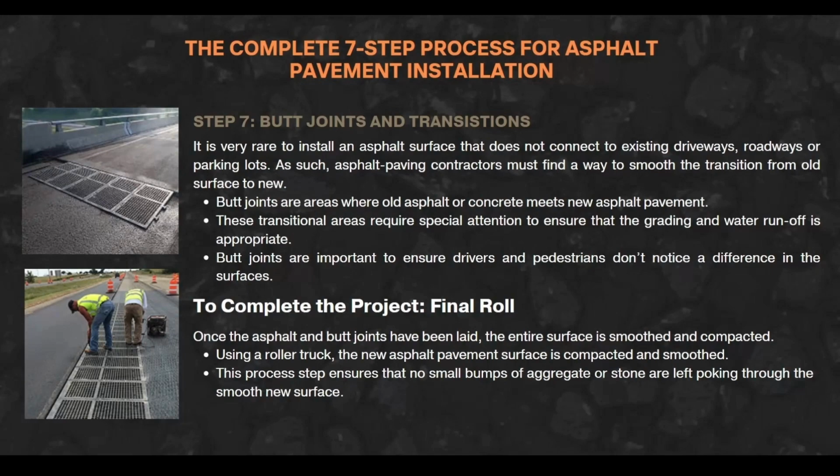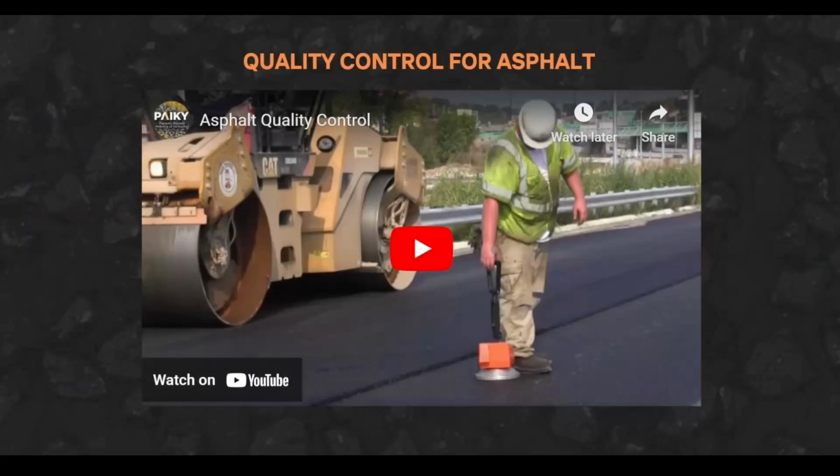To complete the project, we have the final roll. Once the asphalt and butt joints have been laid, the entire surface is smoothed and compacted. Using a roller truck, the new asphalt pavement surface is compacted and smoothed. This step ensures that no small bumps of aggregates or stones are left poking through the new smooth surface. In this particular topic, we will show you a video on quality control for asphalt.